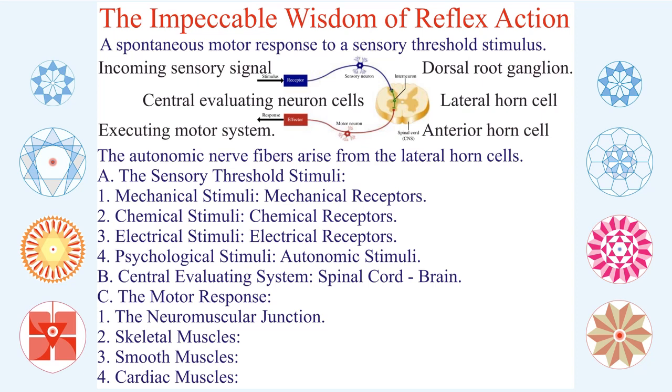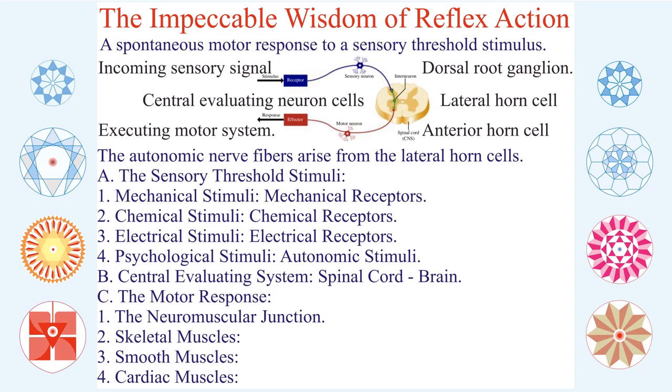So in this particular slide, I'm talking about the definition first. And this definition is different from the definition you read in books. I'm here bringing a new definition which is holistic, simple, to the point: a spontaneous motor response to a sensory threshold stimulus. Emphasis on 'a'. Spontaneous means immediate, autonomic, involuntary. It has to be immediate, involuntary, autonomic, spontaneous. And it should be a motor response to a sensory threshold stimulus. The sensory stimulus should have threshold value, otherwise reflex action cannot take place. That's the reason I'm emphasizing sensory threshold stimulus. If it does not have that, you will not have a complete reflex arc as an impeccable wisdom.